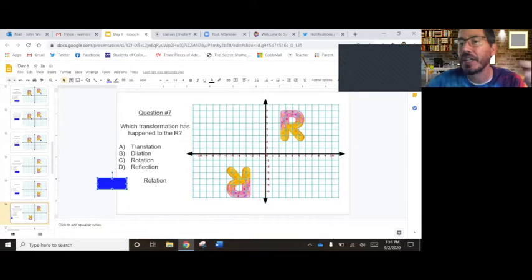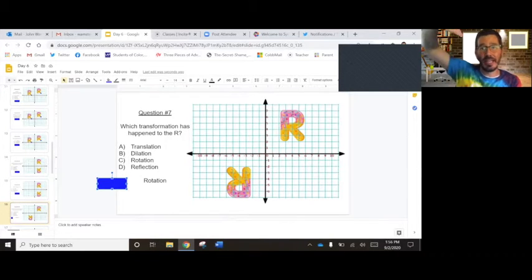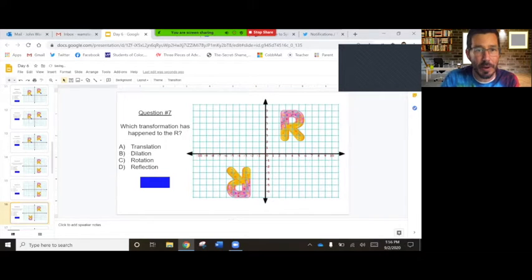In your head, how much has it been rotated? 90 degrees, 180 degrees, or 270 degrees? I hope you said 180 degrees. It's completely upside down. All right, let's go on to our next question. I can't remember how many questions there are.